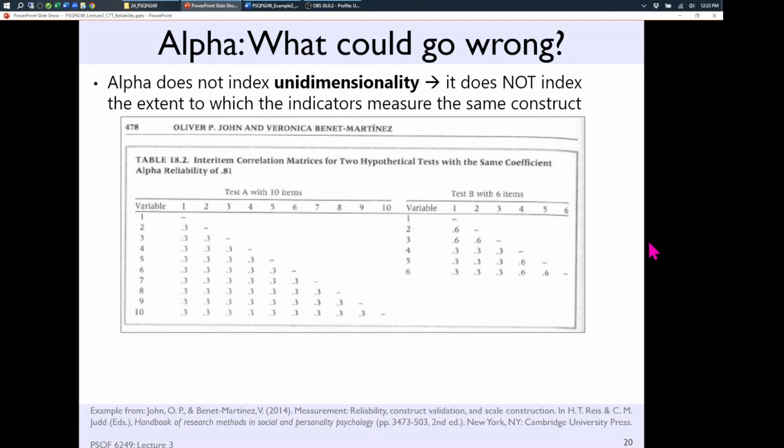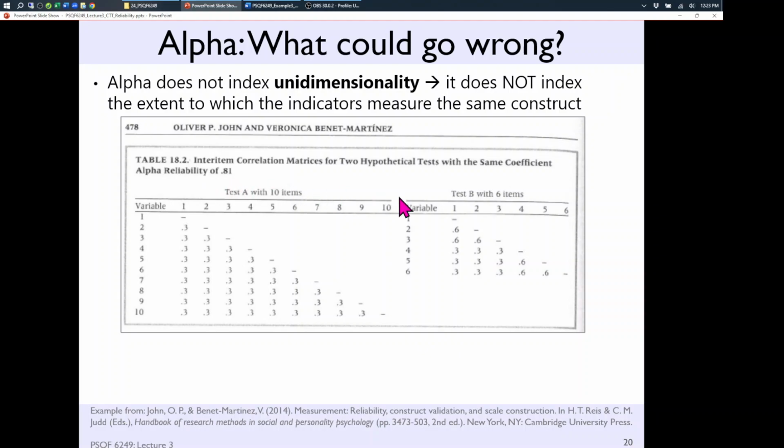So to make this point a little more concretely, here is a table from one of your readings. It's a book chapter, and they describe two different scenarios. On the left-hand side, test A has 10 items that are all equally correlated. Okay, that looks pretty unidimensional to me. Test B, on the other hand, has only 6 items, and there are clear pockets here, where items 1, 2, and 3 are more correlated with each other, 4, 5, and 6 are more correlated with each other, and then the cross correlation is a bit lower.